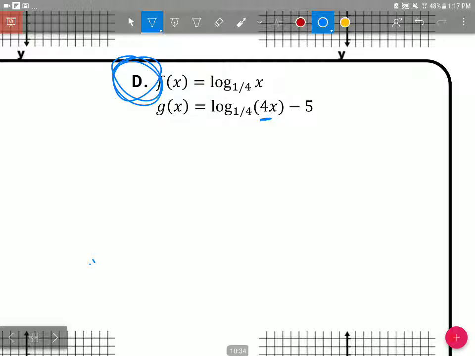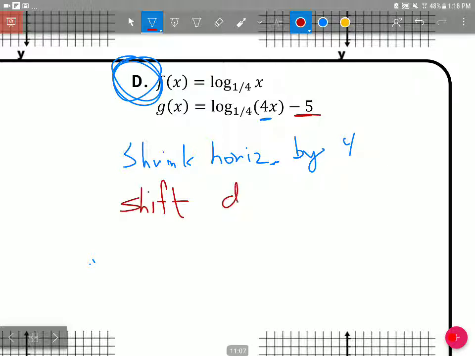Okay, so what is the 4 doing? It is a horizontal shrink. Good. Why is it a shrink and not a stretch? Because it's the opposite. You're right. It's multiplying, but the effect is as if it divided. And if you want to write by 4, by 1/4, I really don't care. What about the 5? What does the 5 do? Shift down. Perfect.